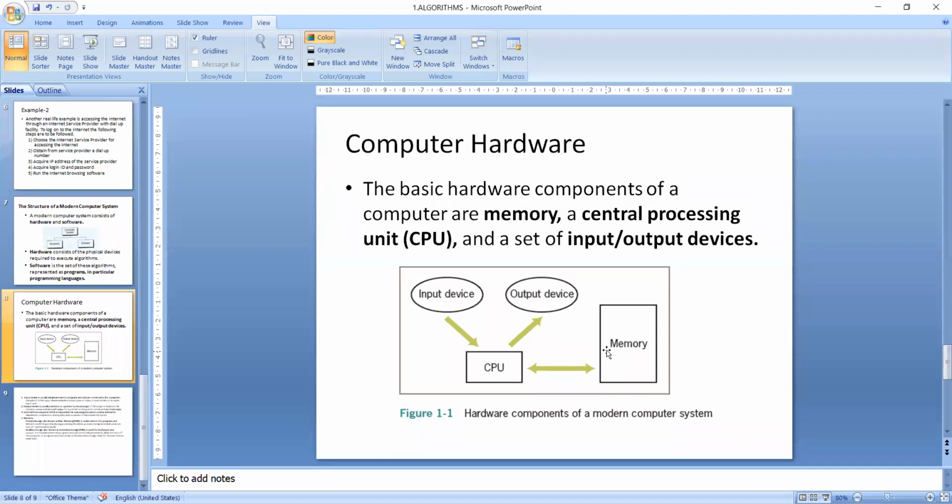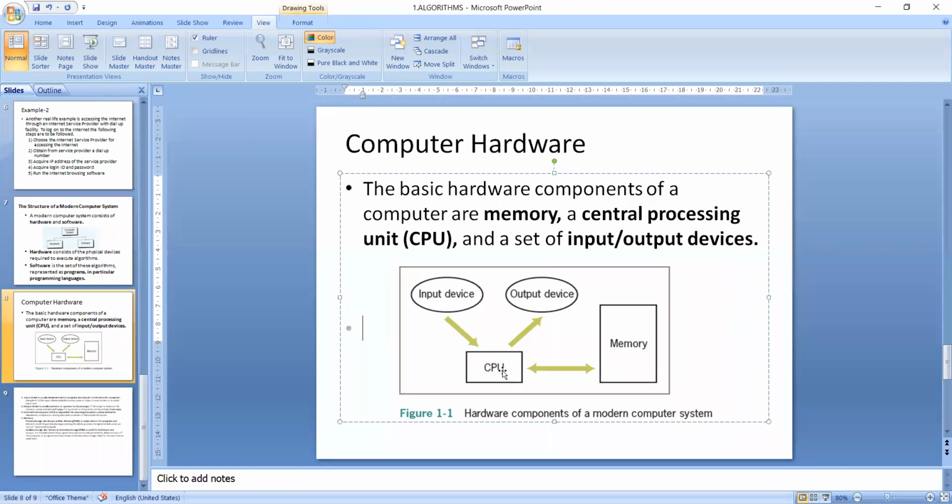Memory. If you want to store some data in our computer, definitely we need a memory, either a random access memory or a random access read only memory. So anyhow, we have two types of memory existing in our system. These all are connected through the CPU because we have some interaction between them. Input devices are connected to the CPU, and also output devices, and a memory connection also exists between the CPU and memory. These are the hardware components.